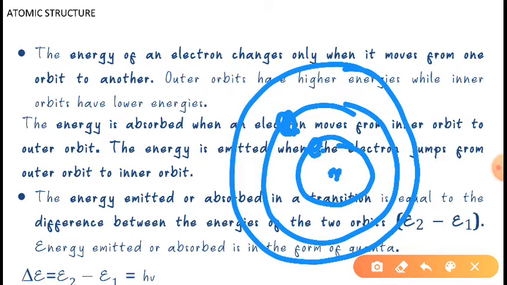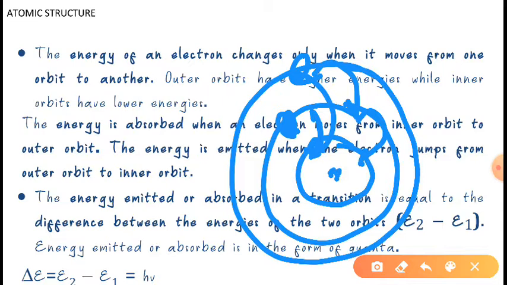Either energy will be released or absorbed, and when energy will be released and when energy will be absorbed, we will see that. Just remember, if energy is changing, it means the electron is either jumping to a higher energy level, like from 1 to 2, or from 1 to 3, or it is jumping from 3 to 1. I hope you are understanding this.